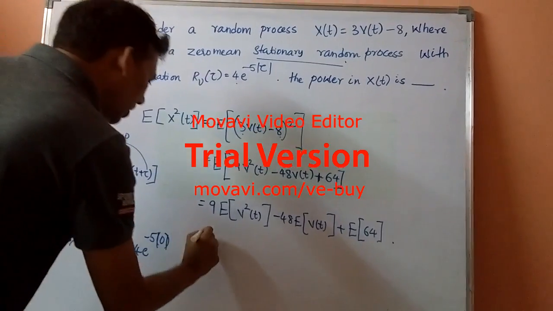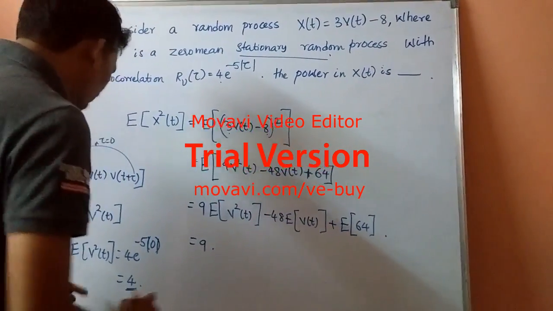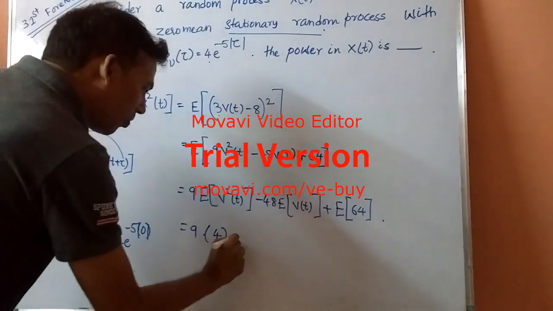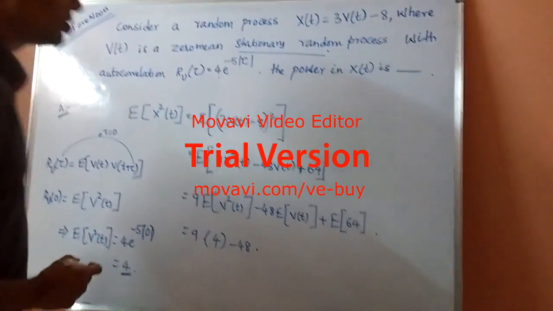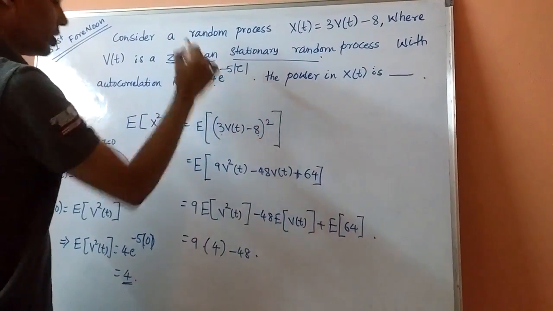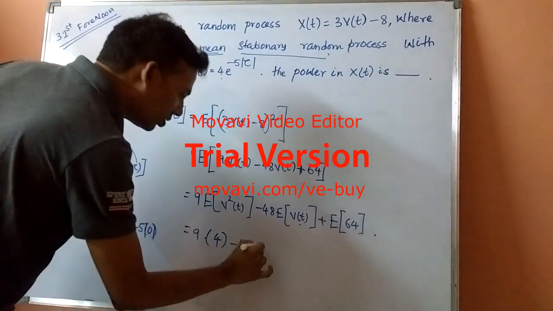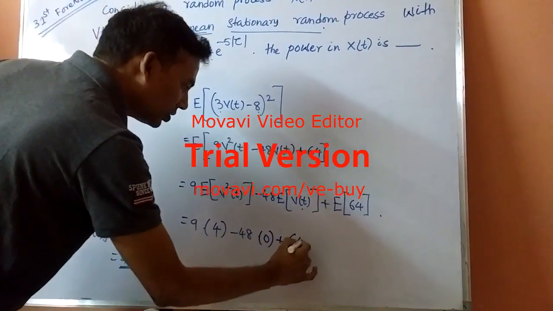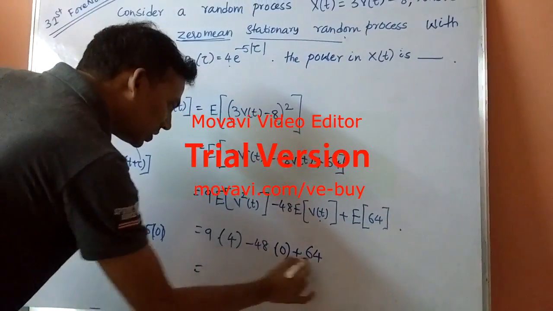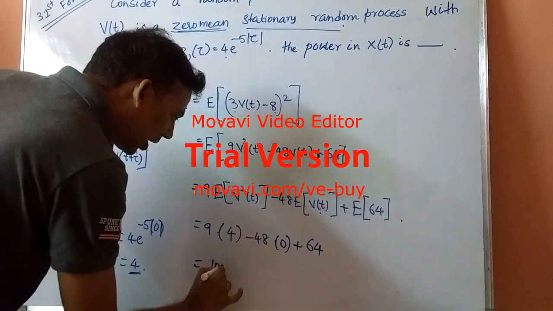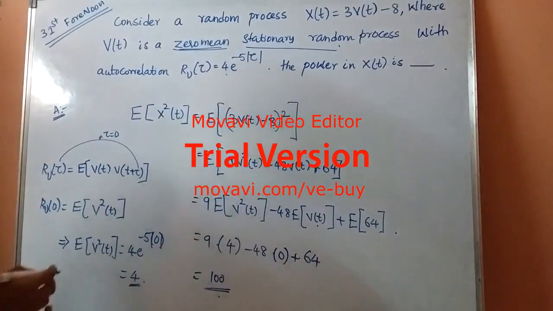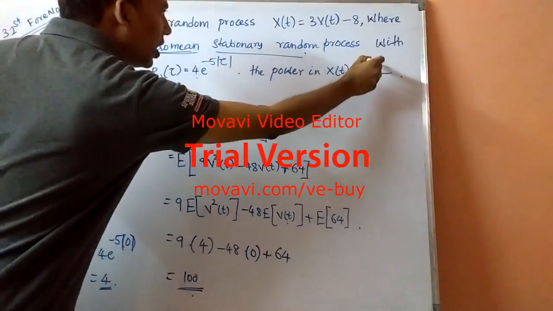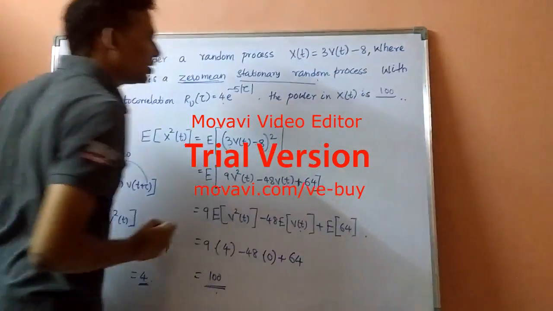And substituting this value here, 9 into, it is 4 minus 48 into expectation of v of t. It is a 0 mean, so the mean value of the random process is 0, so 48 into 0, and expectation of a constant is the constant, it is equal to 64. So 36 plus 64 is 100, so the power that is present in capital X of t is 100. So the answer is 100.